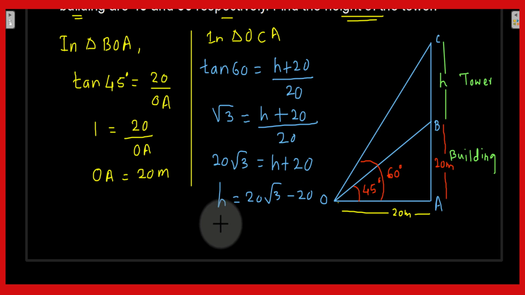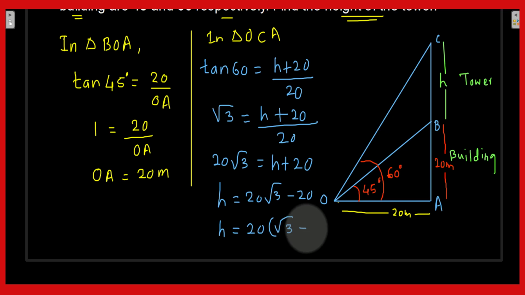Take out 20 as a common factor, so you will get H is equal to 20 into bracket root 3 minus 1. So the height of the transmission tower is 20 into bracket root 3 minus 1, close the bracket, meters. And friends, if the value of root 3 is given as 1.73 in the question, then put the value of root 3 and solve this further to get the value of H, that is the height of the transmission tower. So this is the way we can find the height of the transmission tower in this type of questions. Now let us see another question which is of the same type.